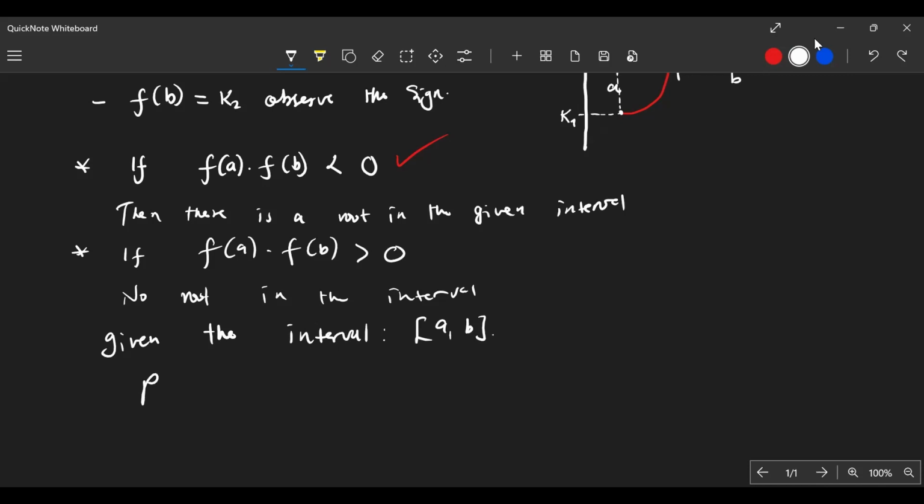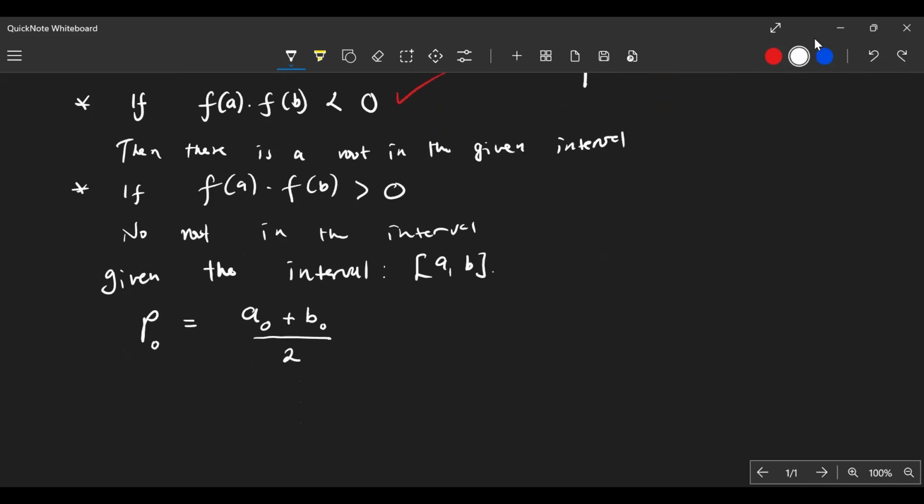So this one I'm going to call P naught. P naught will be equal to A naught plus B naught, since they are the starting values of A and B. The starting interval that is given, you can call it A1 B1 or A naught B naught, it's okay, and then divide by 2. So you're going to get the value here.